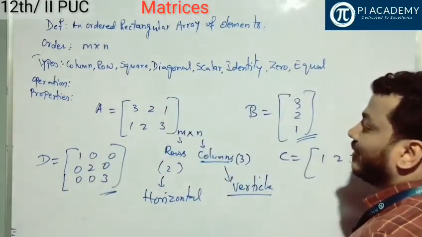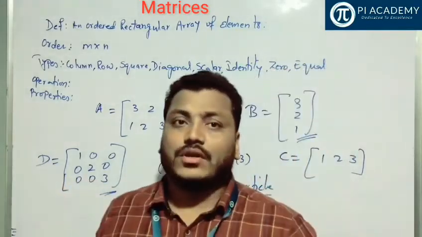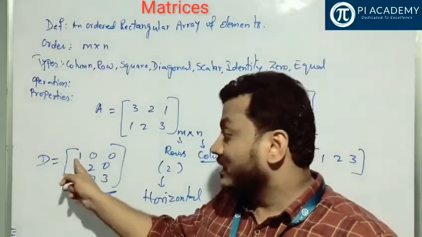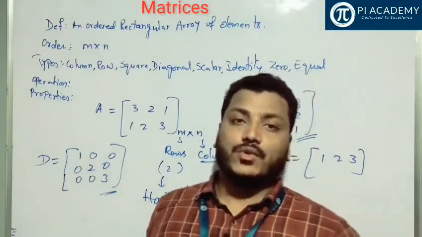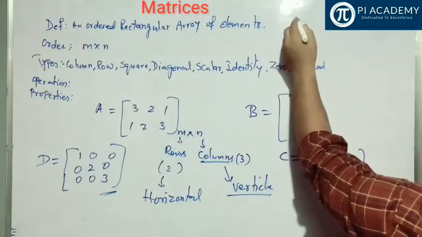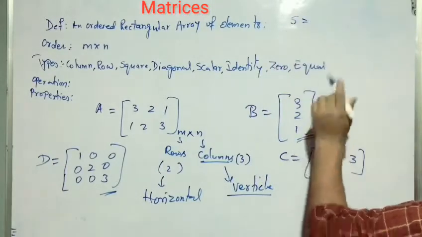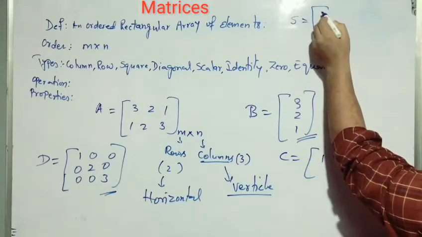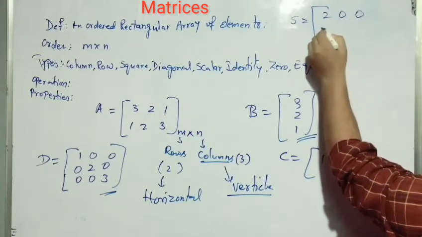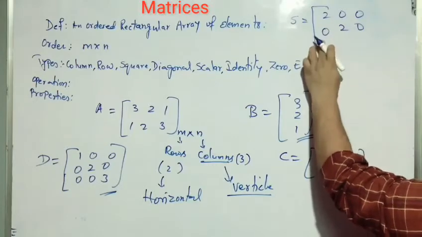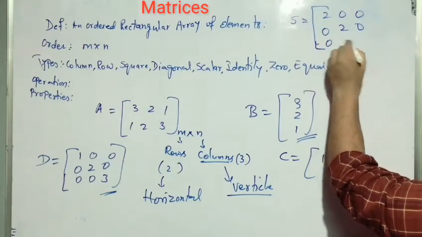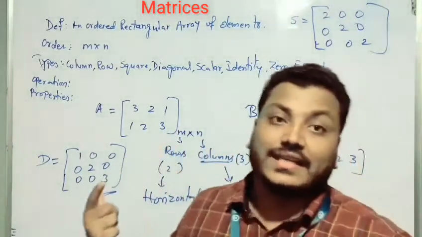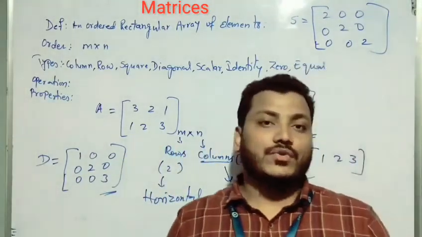Next comes the scalar matrix. Scalar is the same as a diagonal matrix, only one thing is different. The other elements will be 0 except the diagonal, but the diagonal elements will be the same, means they should be equal. Scalar matrix is nothing but a diagonal matrix where the diagonal elements are the same. The only difference is the diagonal elements must be equal. If I am taking this 2, the other elements will be 0, but the diagonal elements must be equal. So 2, 0, 0, 2. In a scalar matrix it can be root 3 also, 5 also, anything, but the diagonal elements must be equal.